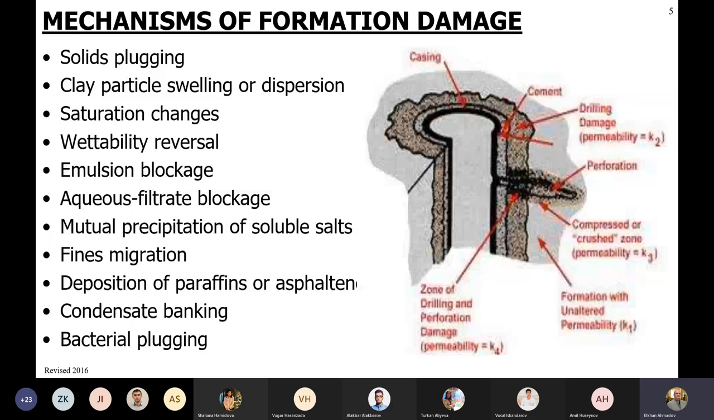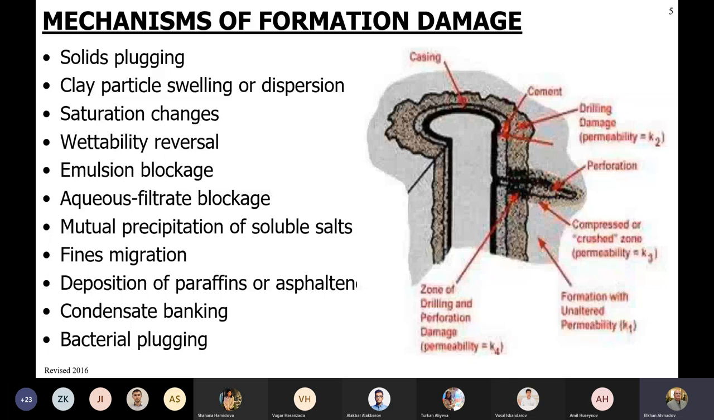Emulsion blockage, as a result of increased viscosity, will again block the pore throats. Aqueous filtrate blockage is the same. It is because of a water effect on the formations.